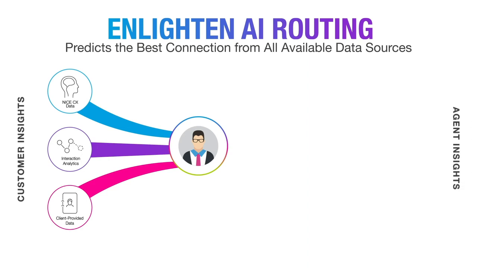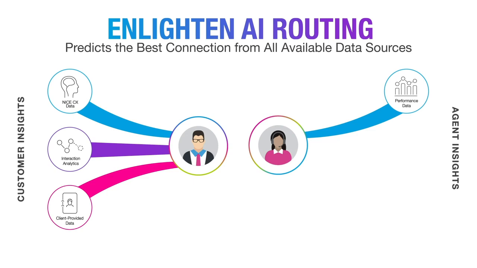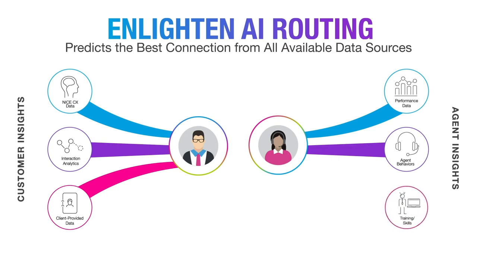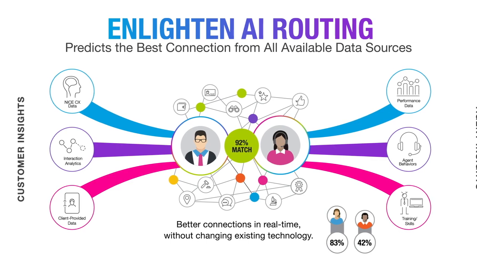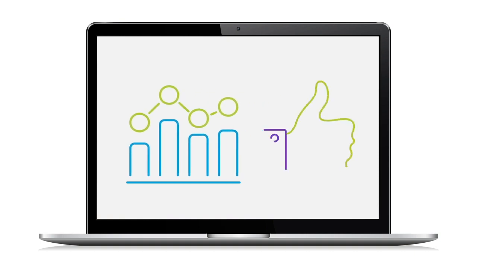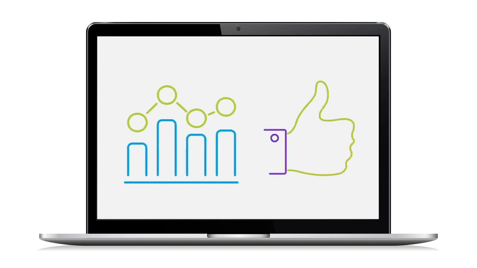To make the best connections, our AI also includes agent insights. We compare agents' historical performance data alongside what we know about customers. And we produce even deeper insights into agent behavior. We can also include agents' training data and skill sets. Across all available data sources, our AI understands agent variability and makes the best match for the customer in real time.